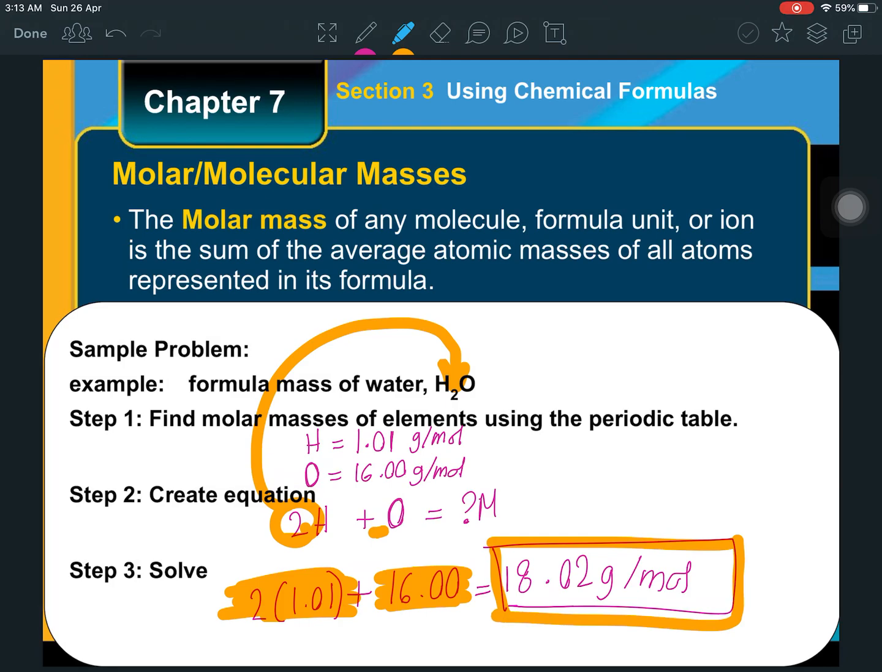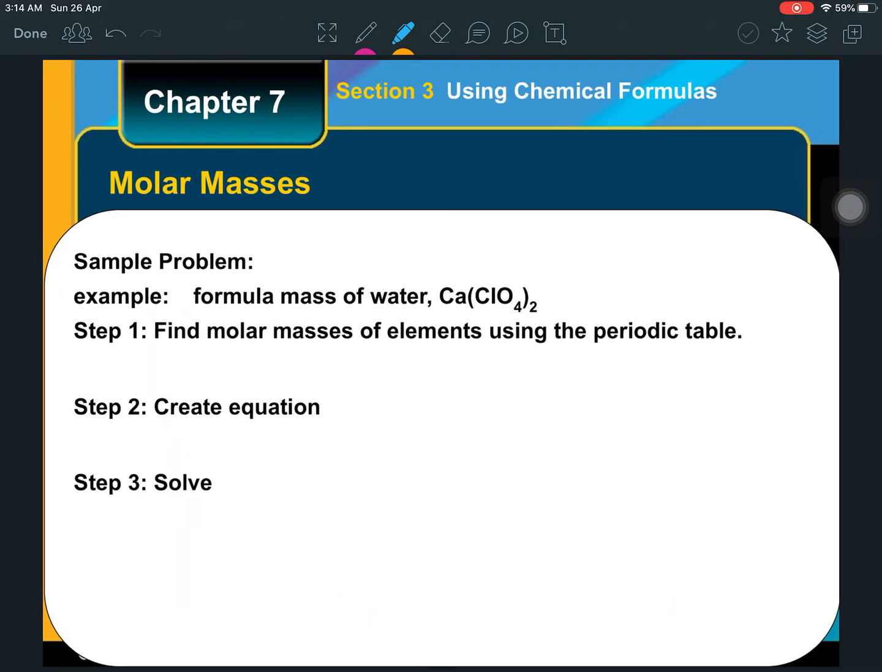And remember, if you have more than one of an element, just like here, how we have 2 hydrogens, you have to account for that by multiplying it by 2. All right, so let's try another example right here.